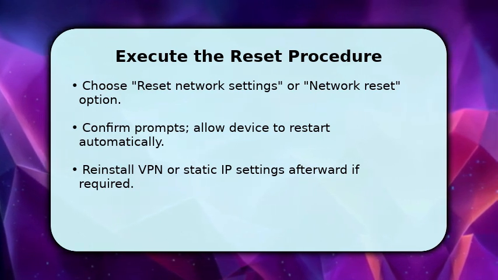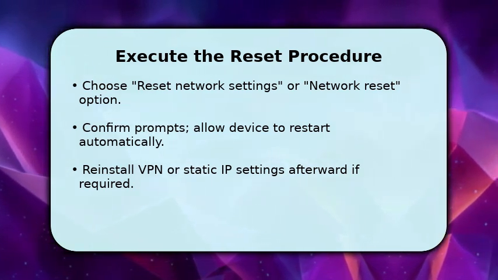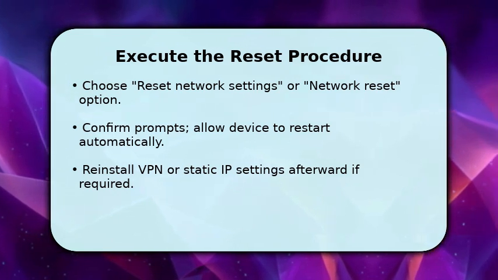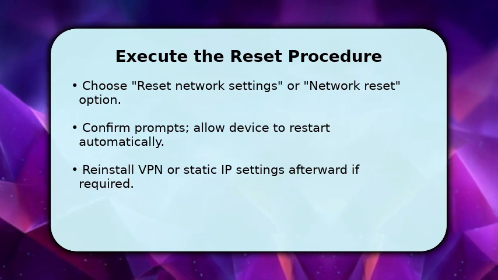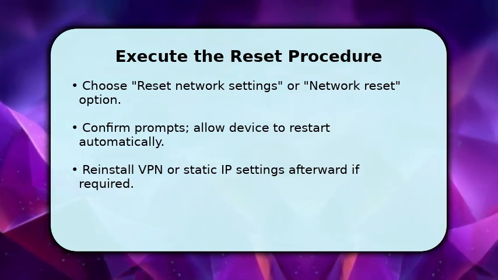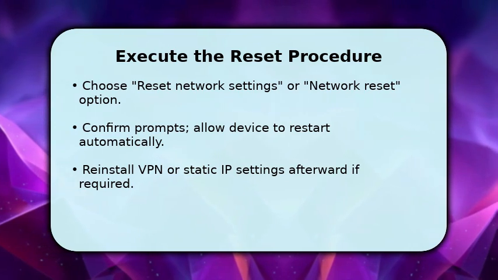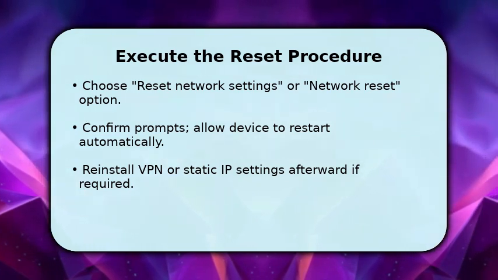Once the system restarts, reconnect to your Wi-Fi and reauthorize Bluetooth devices. If you relied on VPNs or static IPs, reconfigure them now. This ensures the network stack is rebuilt cleanly, and finish by verifying connectivity and applying one targeted fix if needed.